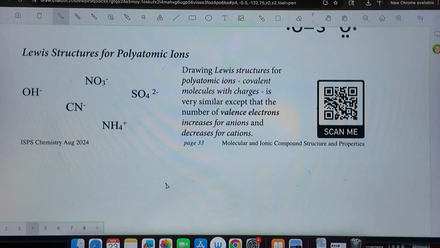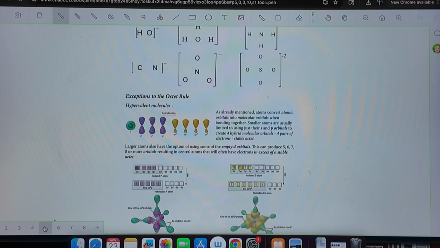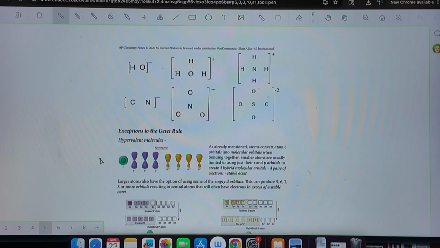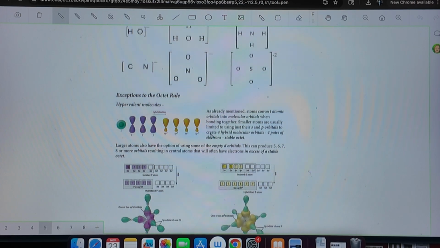Okay. Lewis structures for polyatomic ions. A Lewis structure for polyatomic ions, covalent molecules with charges, is very similar, except that the number of valence electrons increases for anions and decreases for cations. Okay, what are they telling us here? Right. HO, this should be H2O. It's going to have a negative charge. And then H3O plus has a positive charge, and so on and so forth.